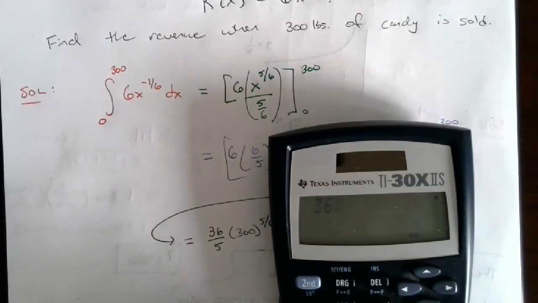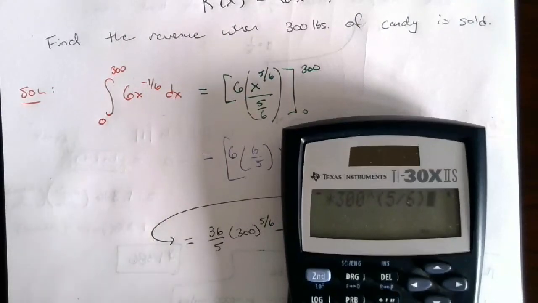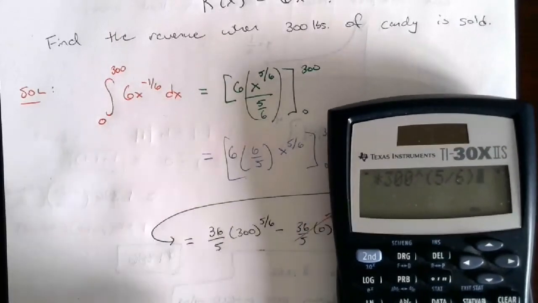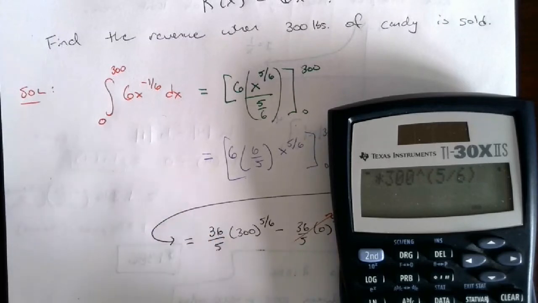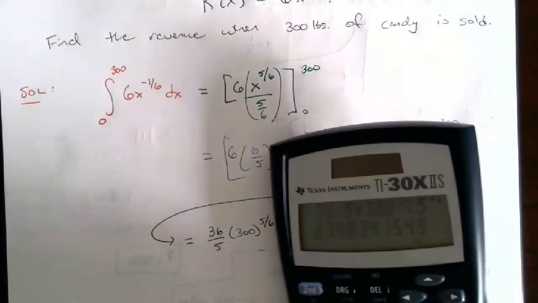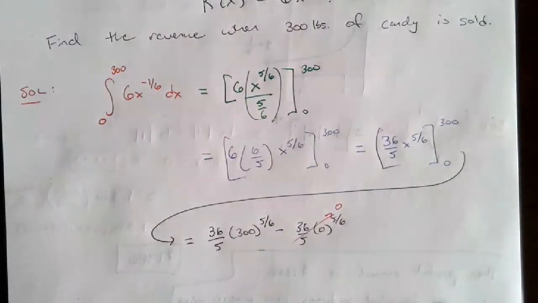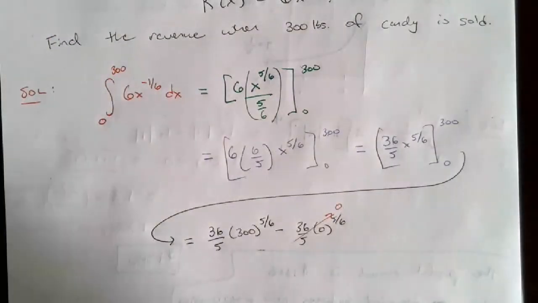So I got 36 divided by 5 times, this will be 300 to the power of 5 divided by 6. Make sure that 5/6 is in parentheses. Otherwise, it might not work out appropriately. If your calculator does not display everything on the screen, take 300 to the 5/6 power first, then multiply by 36 and divide by 5. I end up with 834.834. So 834.83.